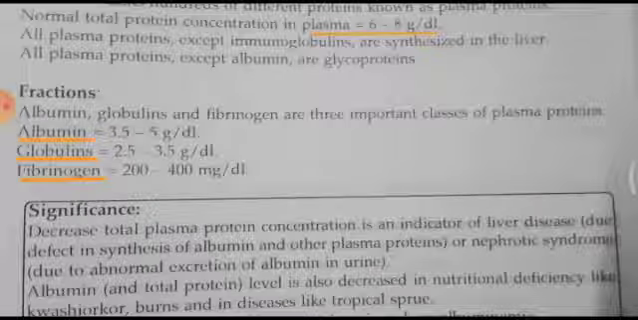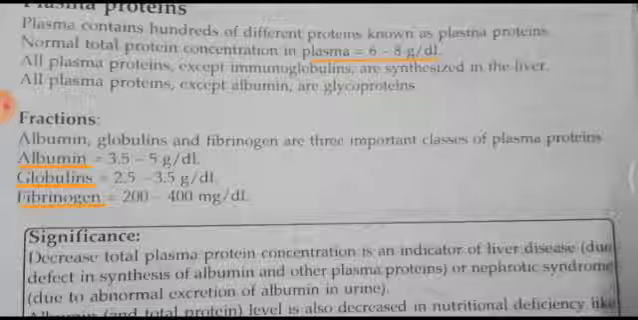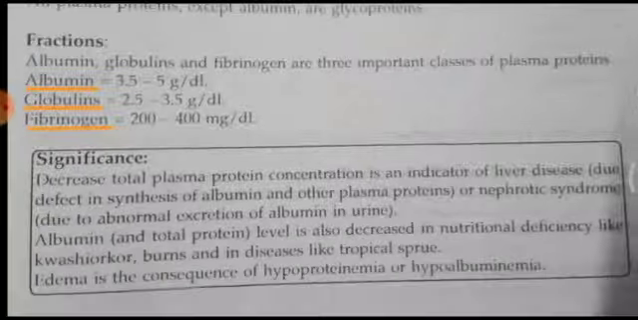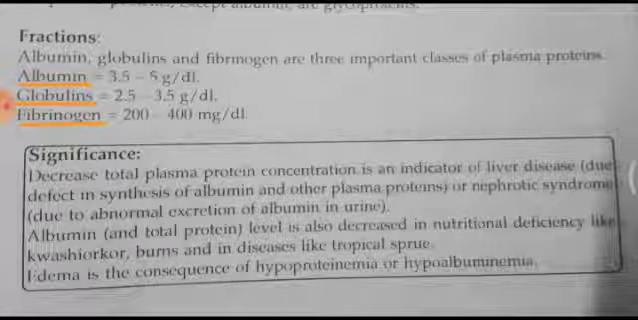Significance: decreased plasma protein concentration is an indicator of liver disease, because we have discussed that most of the plasma proteins are synthesized in the liver. If the plasma protein level is less than normal, it indicates liver disease due to a defect in the synthesis of albumin and other plasma proteins, or nephrotic syndrome, that means kidney disorder. In that also the plasma protein is less due to abnormal excretion of albumin in the urine. So plasma protein is an indicator of organ disease like liver and kidney.